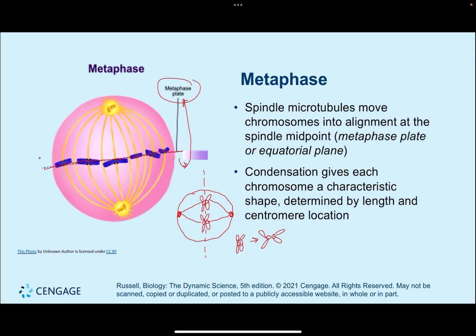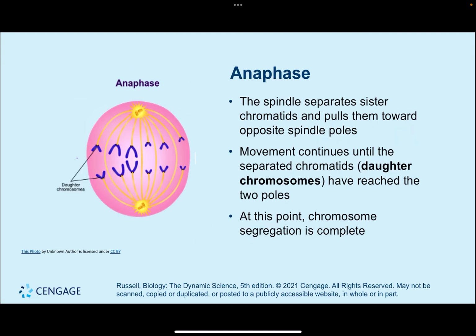So the cell checks that all chromosomes are aligned properly and correctly attached to the spindle. This is what we call the metaphase checkpoint, which we will discuss later. This will prevent errors before the cell proceeds to anaphase.